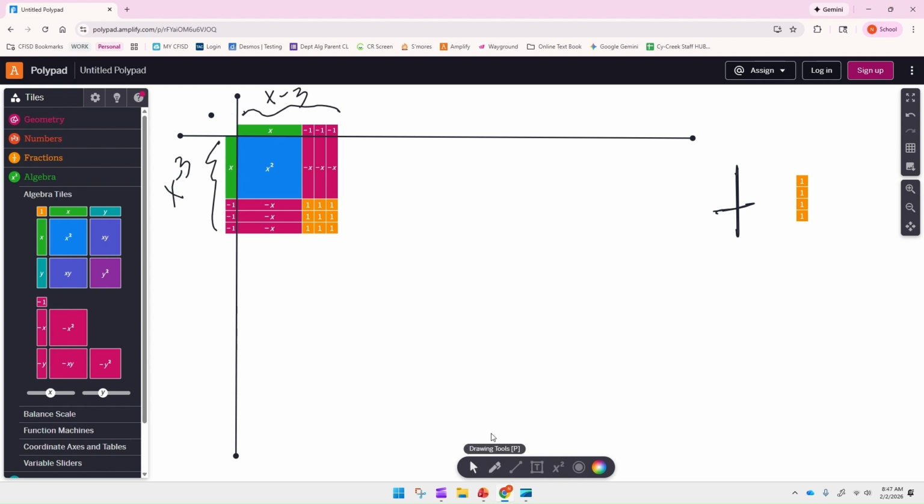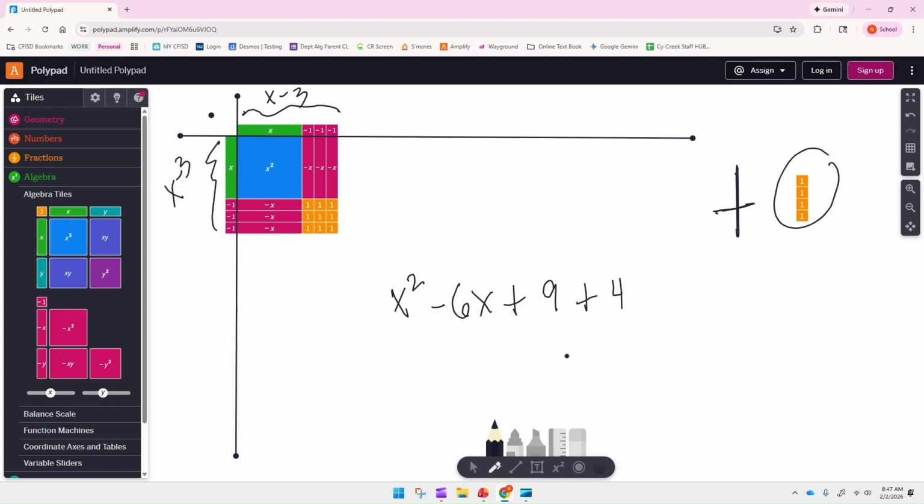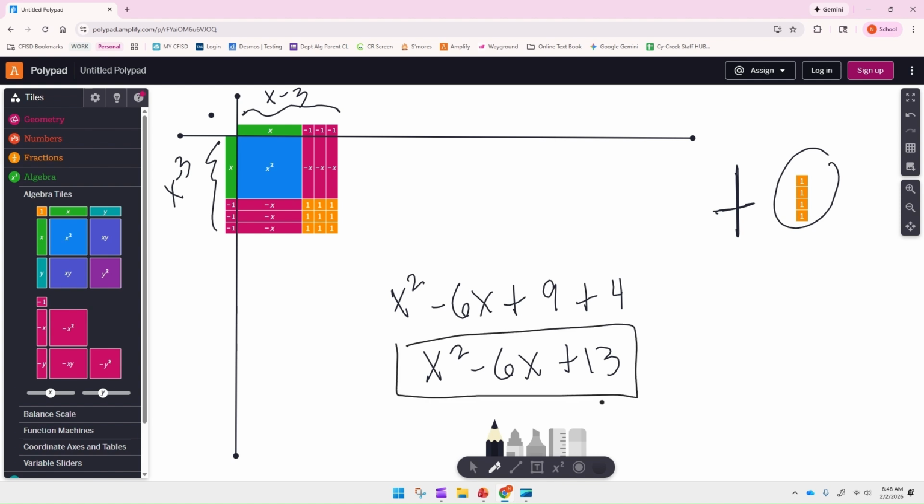So now I want to think, all right, you have an x squared. You have 1, 2, 3, 4, 5, 6 negative x's. Then you have 9 ones. And then you have this plus 4 ones that you have to take into consideration. So I didn't do 9 plus 4 to simplify all the way. So that's going to be x squared minus 6x plus 9, 10, 11, 13. So our final simplified answer is going to be as such.